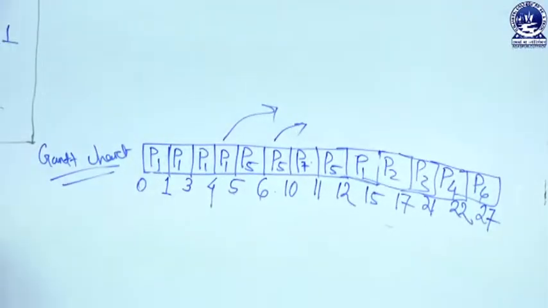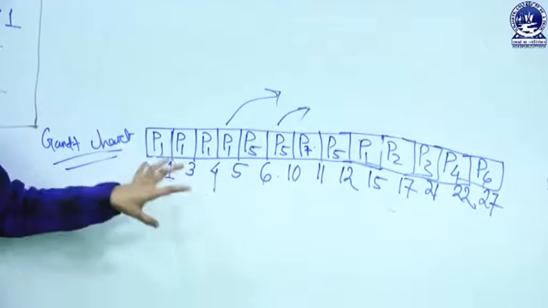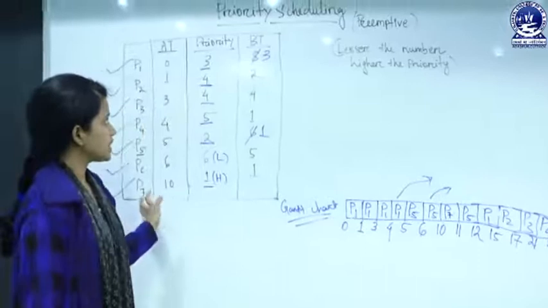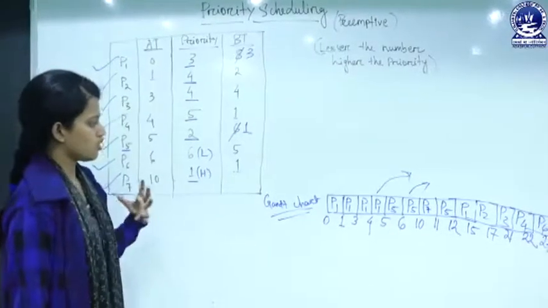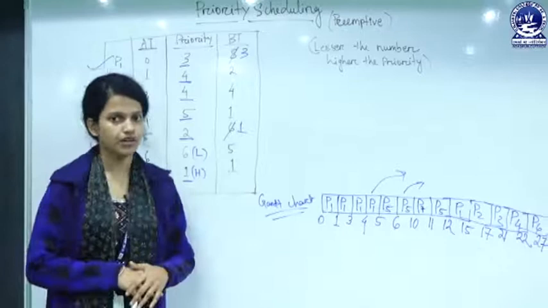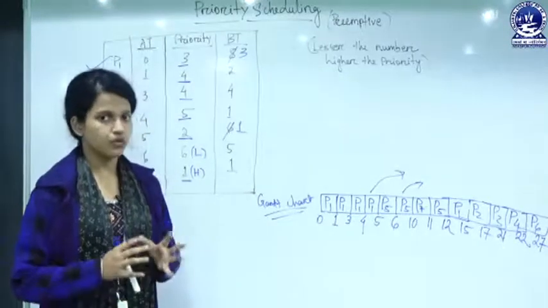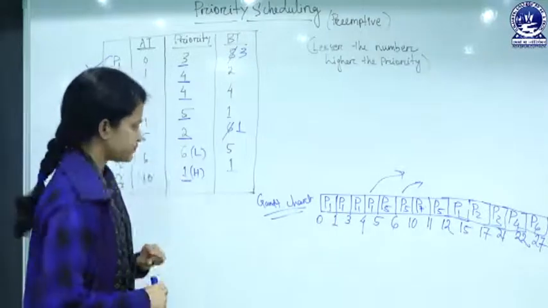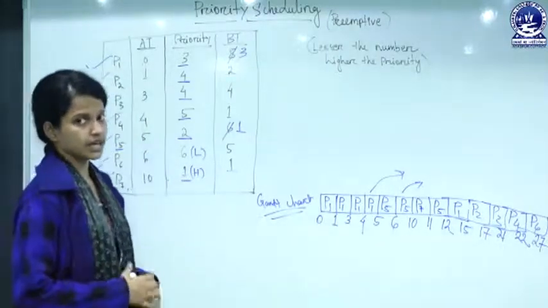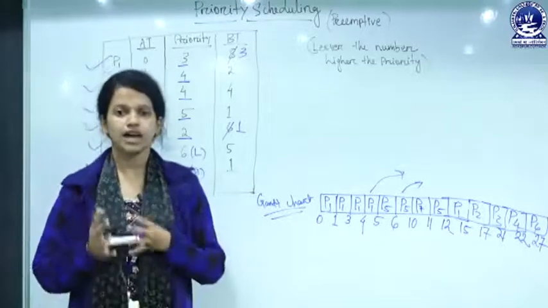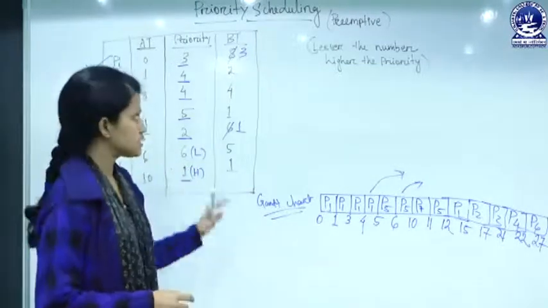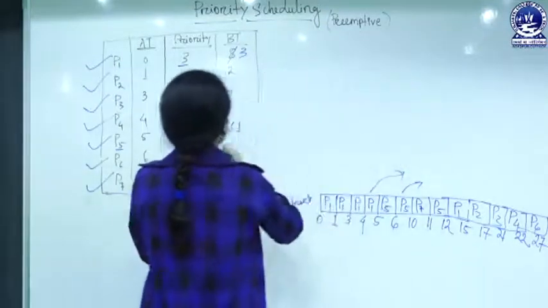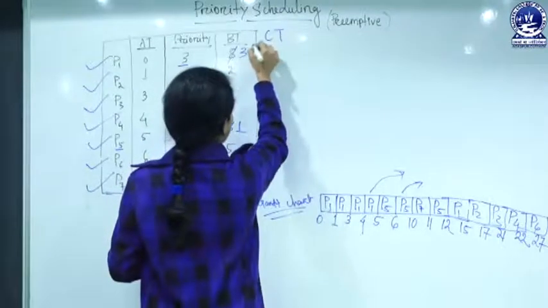Fine. So this is the Gantt chart of the preemptive priority scheduling. Okay. So the preemptive priority scheduling works as non-preemptive priority scheduling when all the processes have come to the ready state. So next, find out the completion time, turnaround time, waiting time and response time of this algorithm. First is completion time.